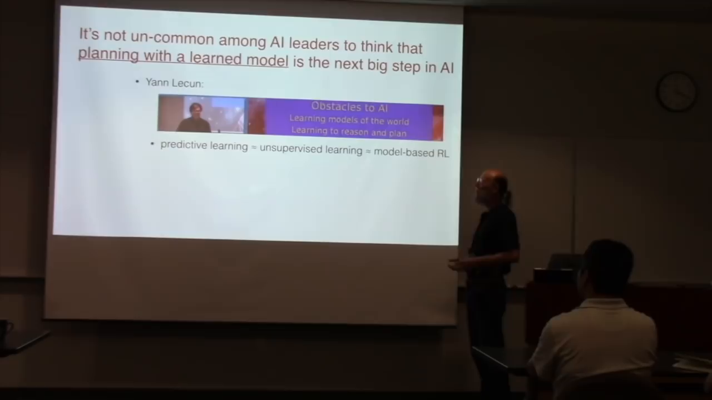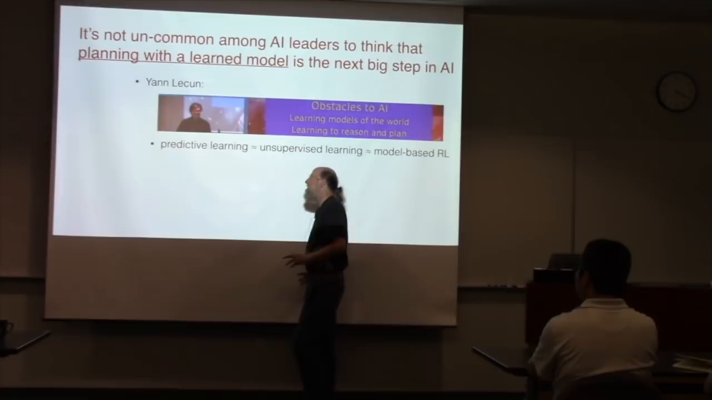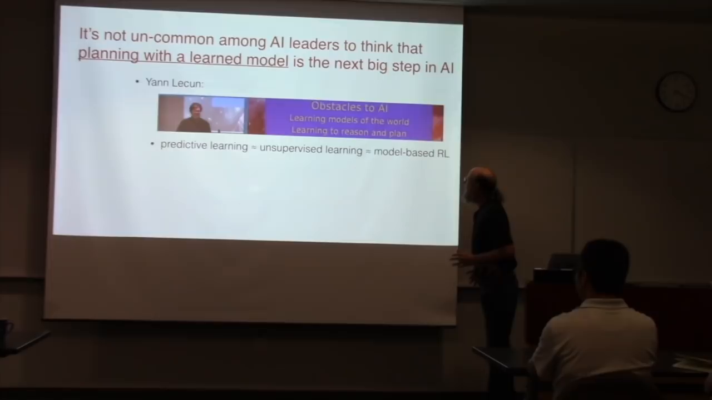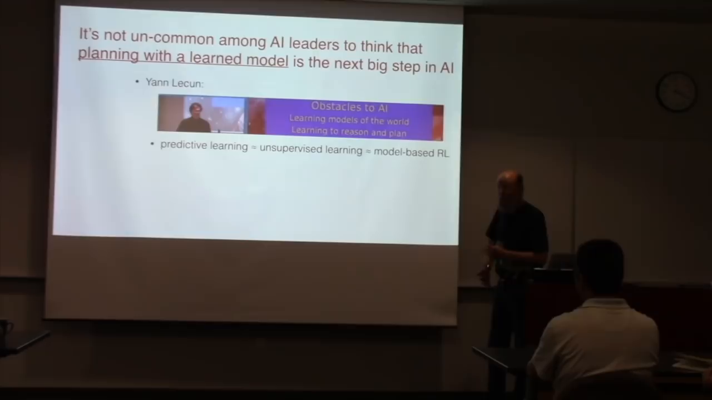And so he talks about, his buzzword is predictive learning. That's a great phrase. I like predictions too. He likes to call it unsupervised learning. I don't know what that is. I like to call it model-based RL. Okay, despite the story about the cake and the cherry, he also will talk very favorably about model-based RL nowadays.